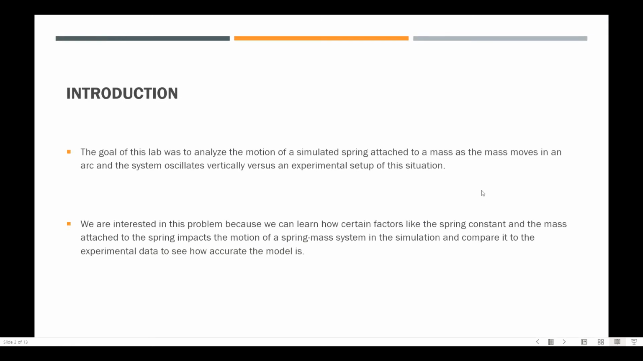The goal of this lab is to analyze the motion of a simulated spring model attached to a mass as the mass moves in an arc, and the system oscillates vertically versus an experimental setup of this situation. We're interested in this problem because we can learn how certain factors like the spring constant and the mass attached to the spring impact the motion of the spring-mass system in the simulation, and we can compare this to the experimental data to see how accurate the model is.